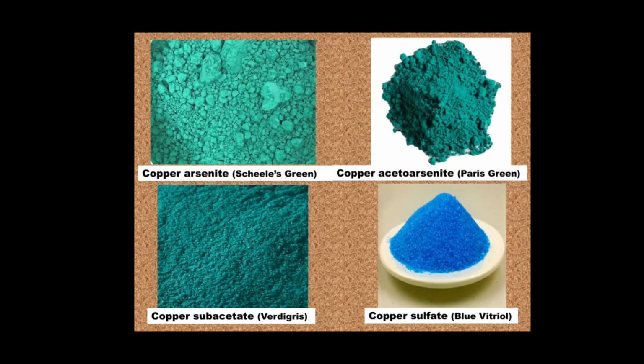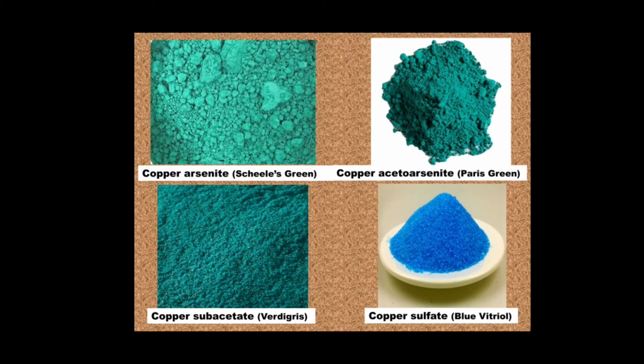These are the images of the various derivatives or salts of copper. Just look at this, beautiful. You may have heard of 50 shades of grey. I am showing you beautiful shades of green, at least 3 shades here. Copper arsenate, which is Shields green. Copper acetoarsenate, which is Paris green. Copper subacetate, which is verdigris. All 3 greenish but different kinds of green. And then of course you have copper sulfate, blue vitriol. Look at the brilliant blue crystals. So each of these looks nice, but all of them are pretty toxic.